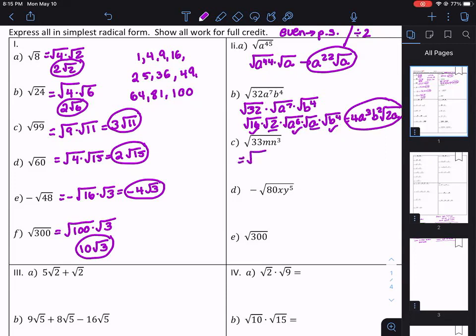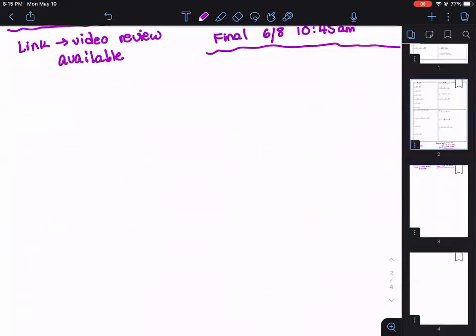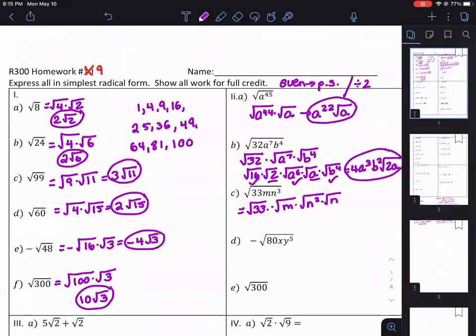With the square root of 33, that is not going to simplify. There is no perfect square divisible. Radical m is the same deal, but n to the third would be broken into n squared and n. So the only perfect square that we have in this example is n squared. So that would be the n, and we would be left with n times the square root of 33m as our simplest form.